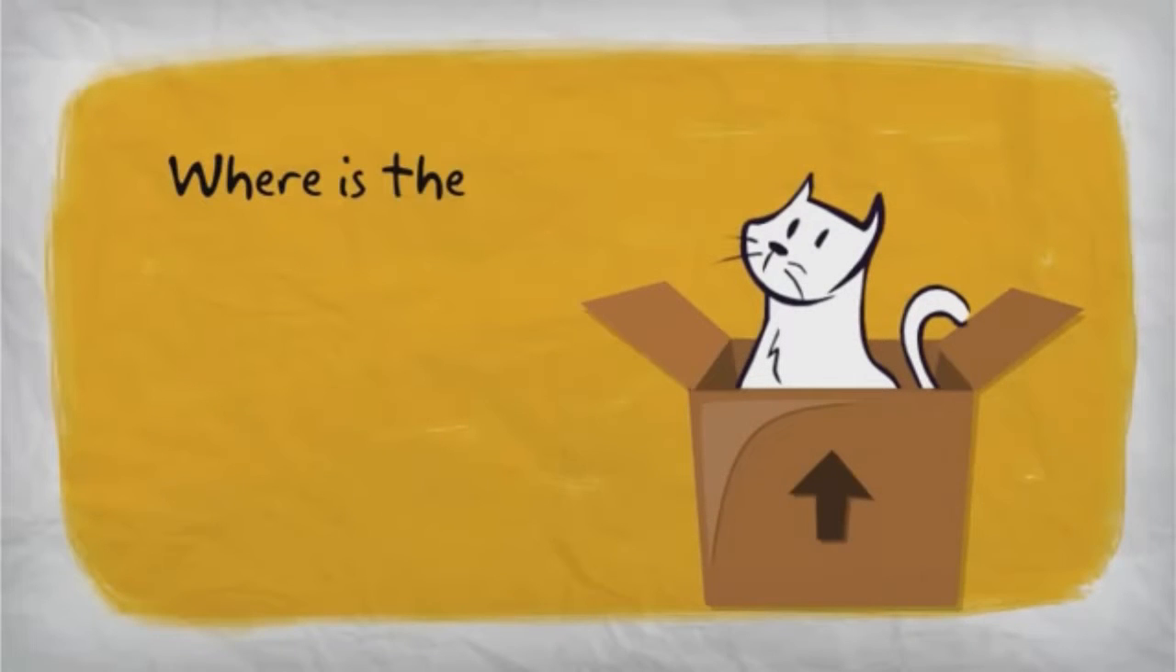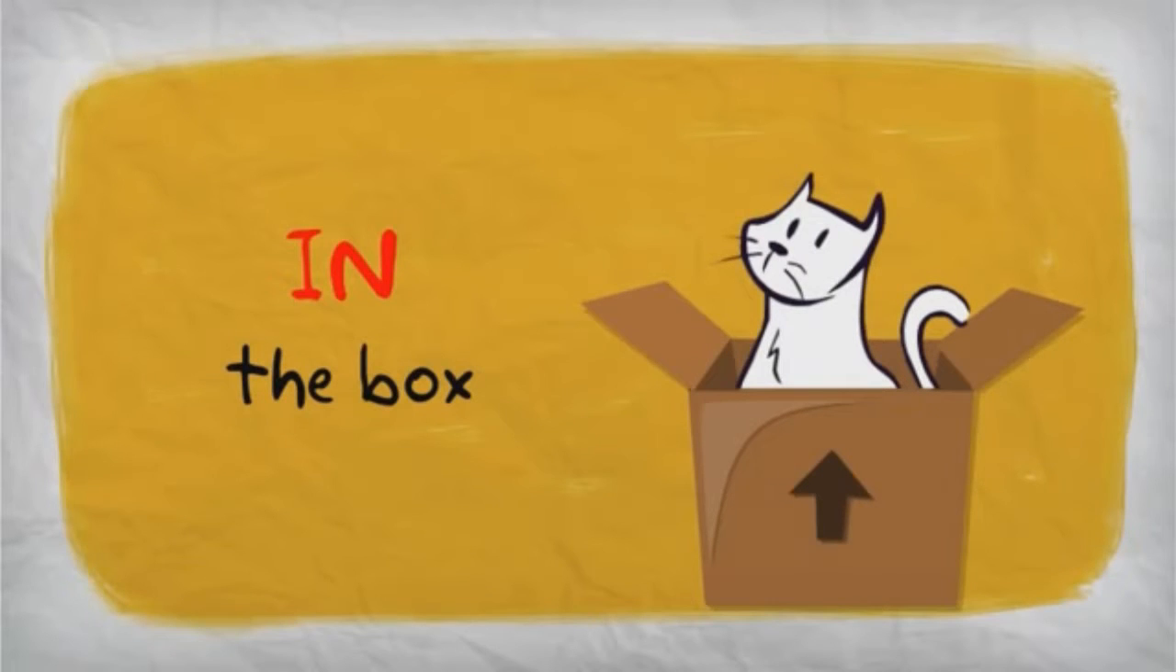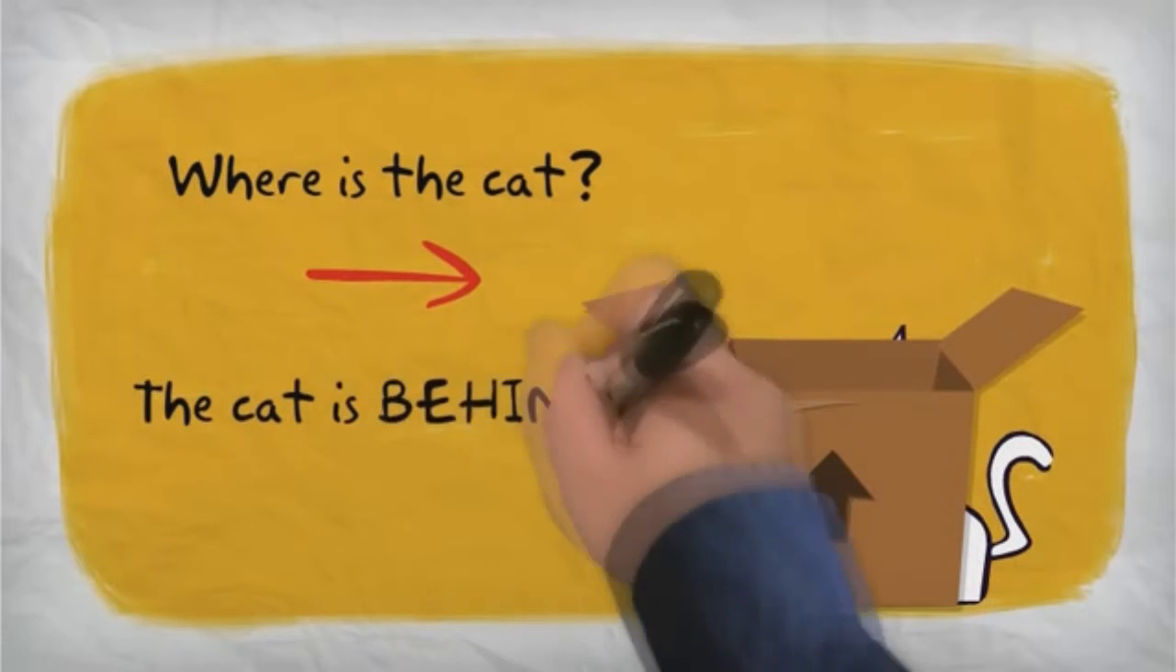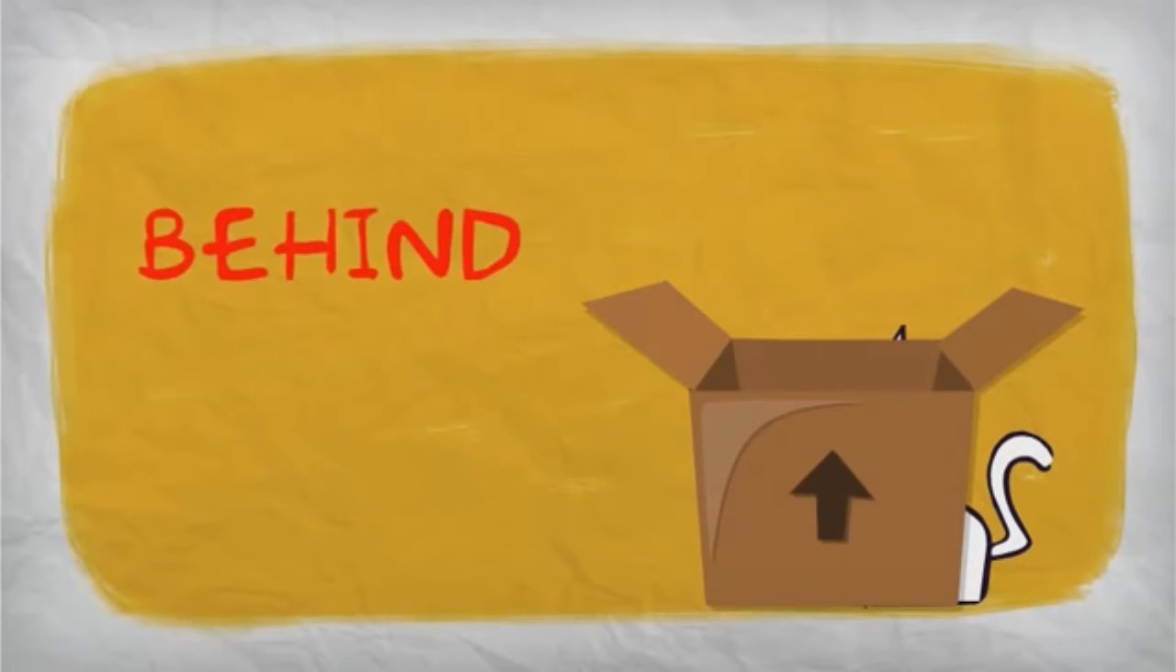Where is the cat? The cat is in the box. In the box. Where is the cat? The cat is behind the box. Behind the box.